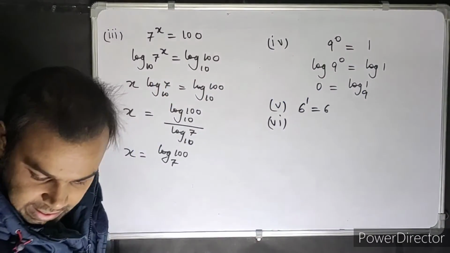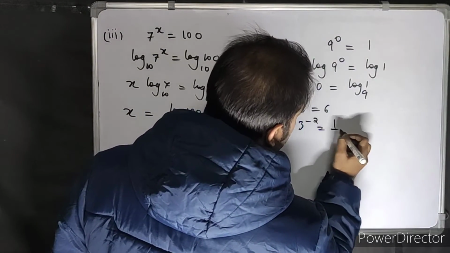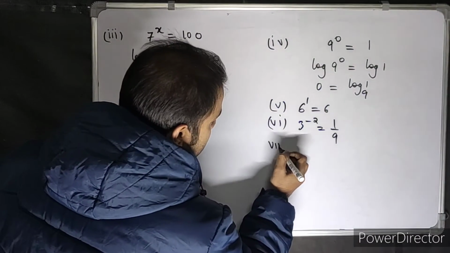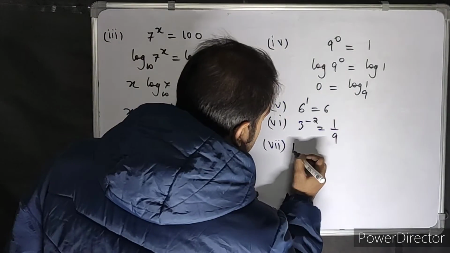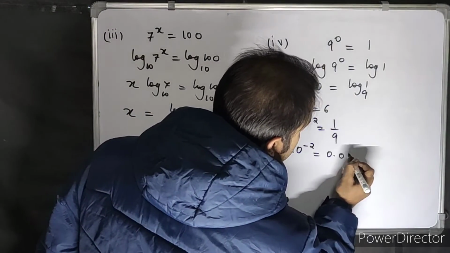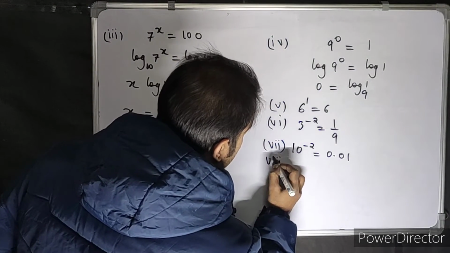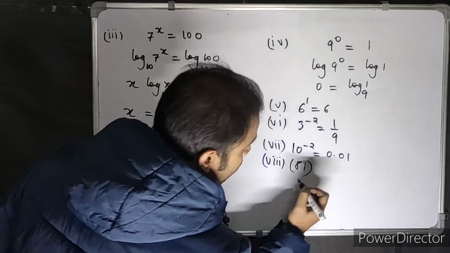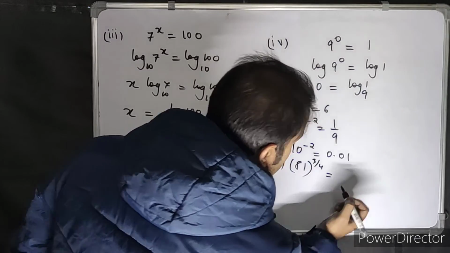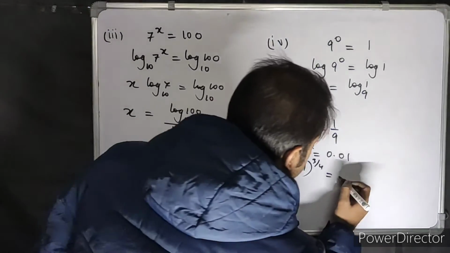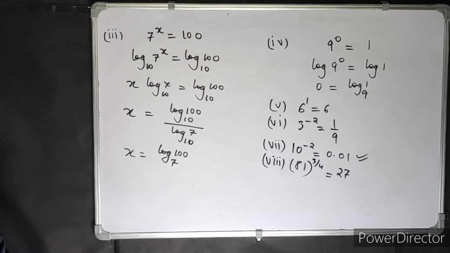Part 6 is given as 3 to the power minus 2 is equal to 1 by 9. Part 7 is given as 10 to the power minus 2 is equal to 0.01. And part 8 is given as 81 whole to the power 3 by 4 is equal to 27. Let's do this one because this has a negative power. The other 3 you can try at home.